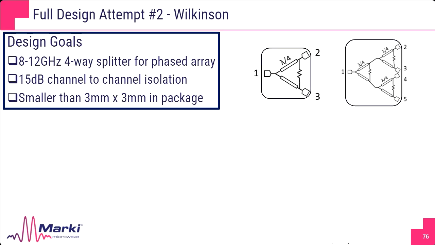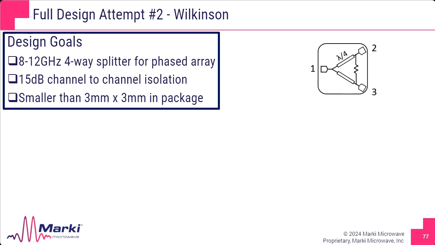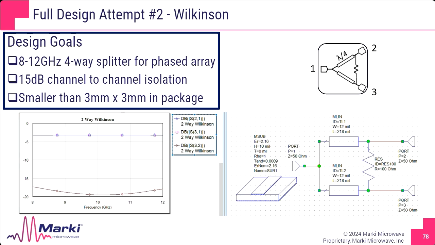So let's go ahead and run through this design. For a four-way split, it's common to begin with a two-way split to ensure we meet all bandwidth and isolation requirements, and then we adapt it to an equivalent four-way split. So we'll start with a two-way split. The transmission line parameters are calculated for the center frequency, so a 10 gigahertz line and a 100 ohm isolation resistor. And that is exactly what I did here in Microwave Office.